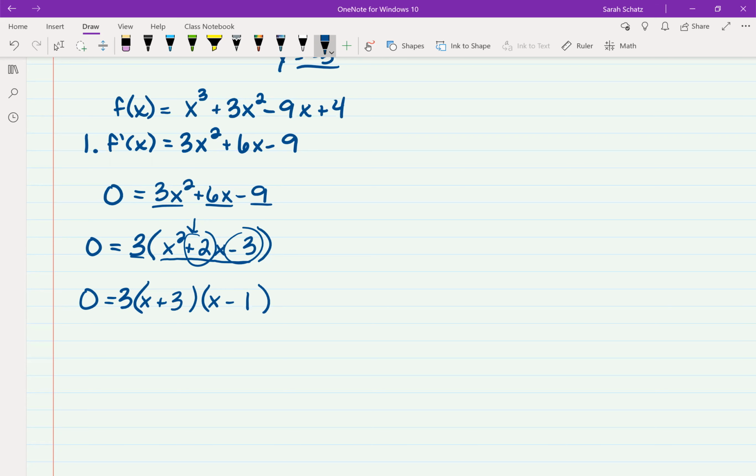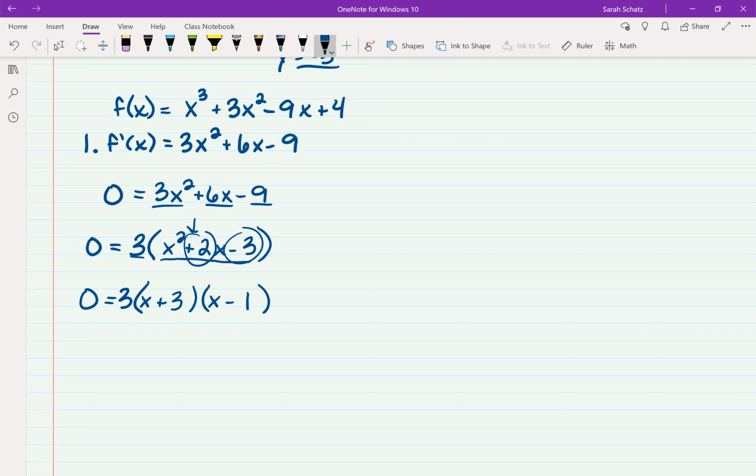Now, here's the thing. Where do I go from here? Because when I practiced factoring, that's all I did, I factored and I was done. But I actually have to keep solving. So now that I have factored and I have it set equal to 0, this is where I take each factor and set each factor equal to 0.